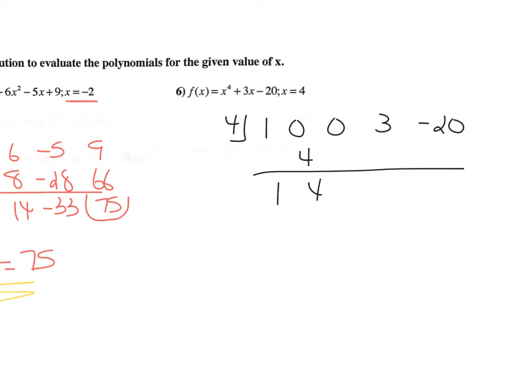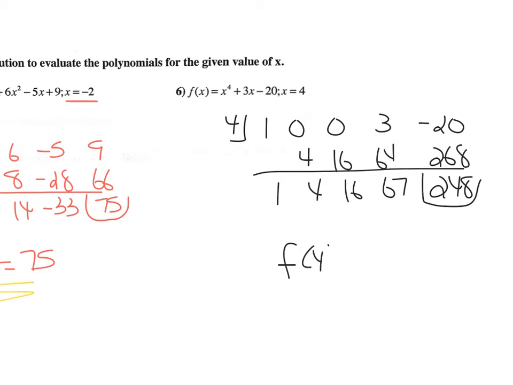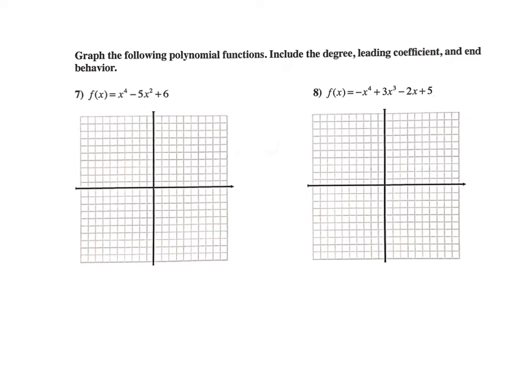Add, multiply, add, multiply, add, multiply. Let's see, it's 240. I'm pretty sure it's 268. Add those up to 248. So f of 4, if you were to plug 4 in that function, you would get 248.